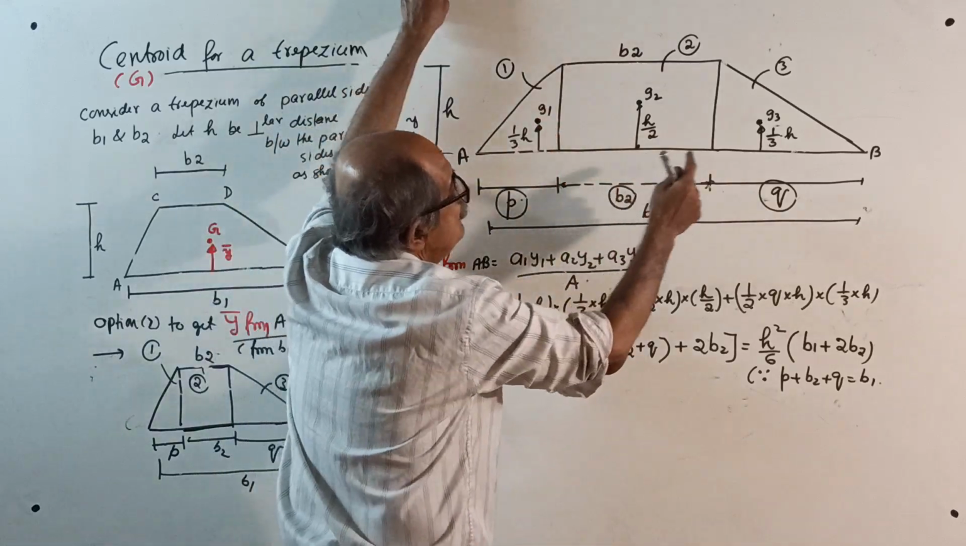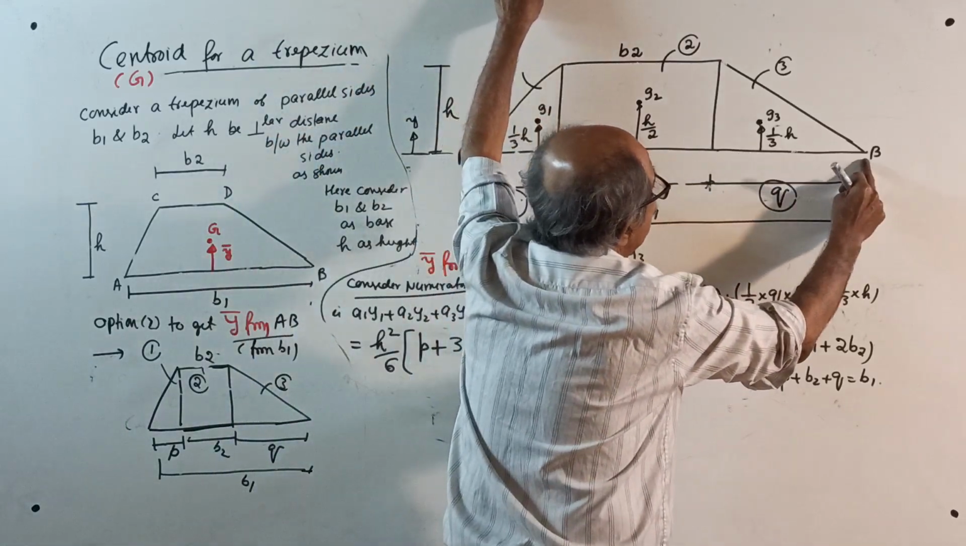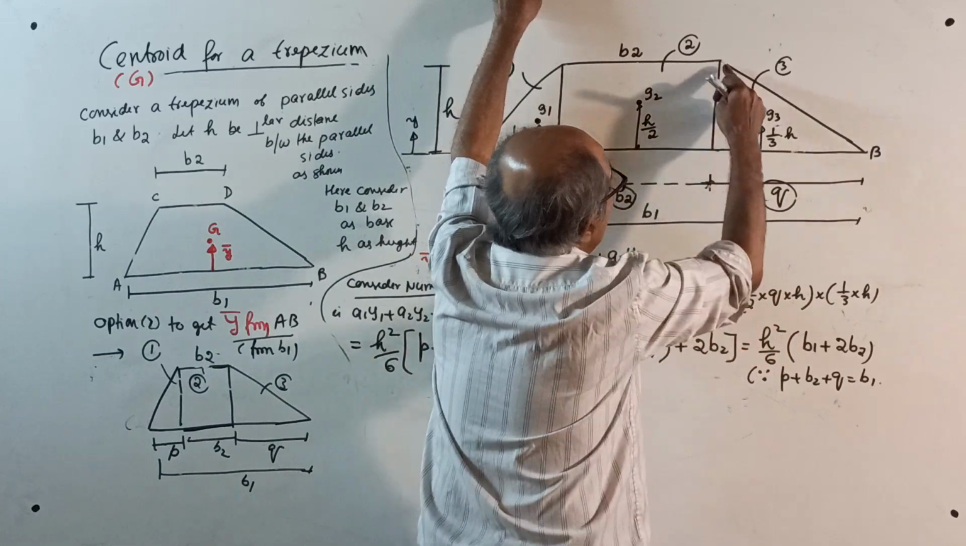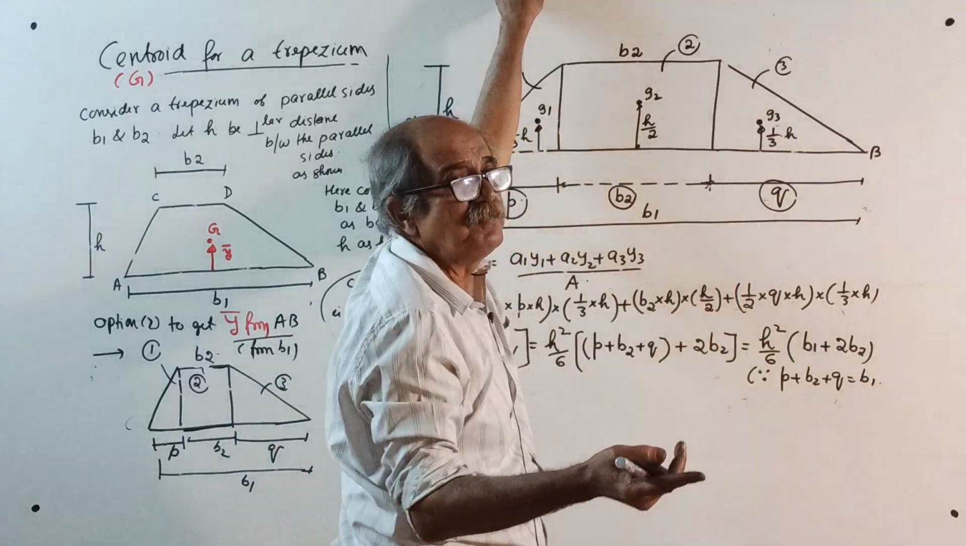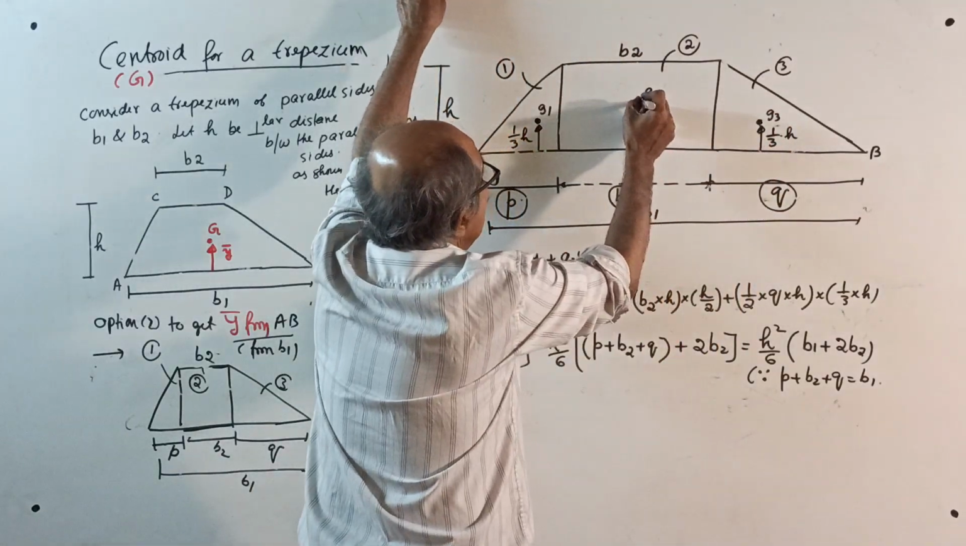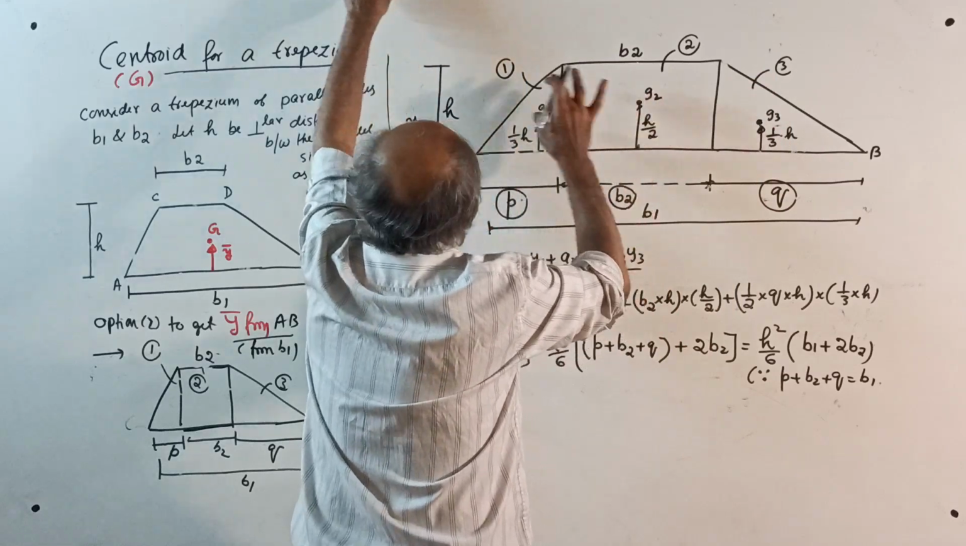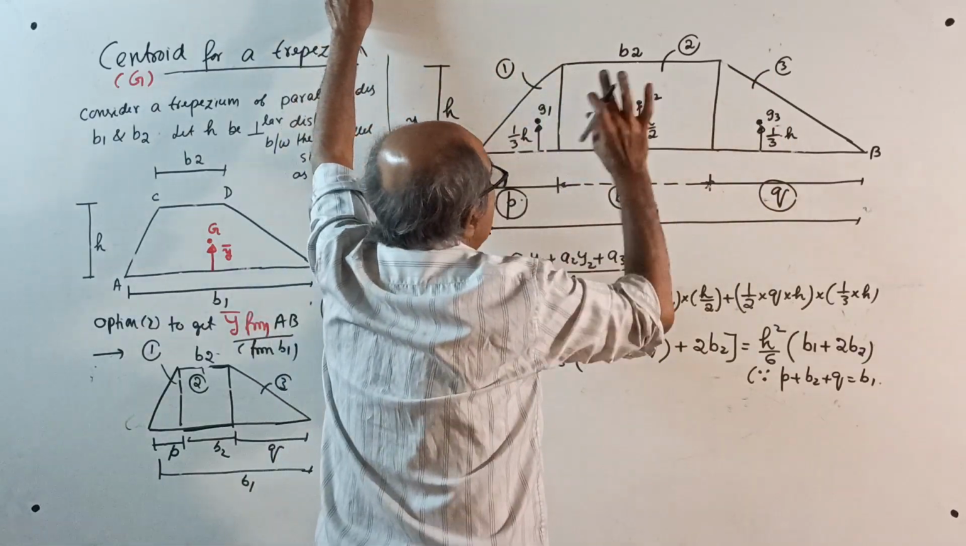Triangle, this also. This is the base, this is the height. Along the height, it is 1/3 of H from here. If you measure from the top, you are right, it is 2/3 of H. This is a rectangle, with the centroid exactly at the midpoint. If this is H, this will be H by 2.